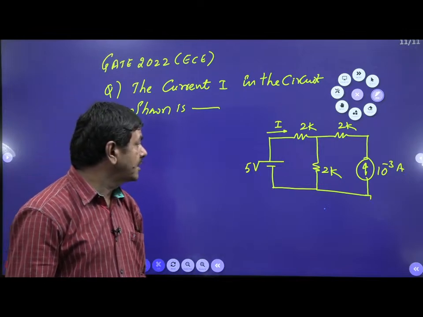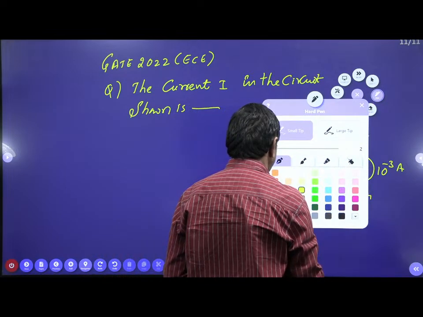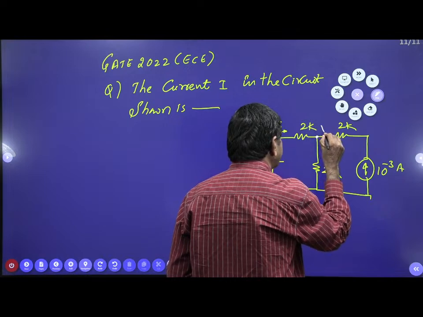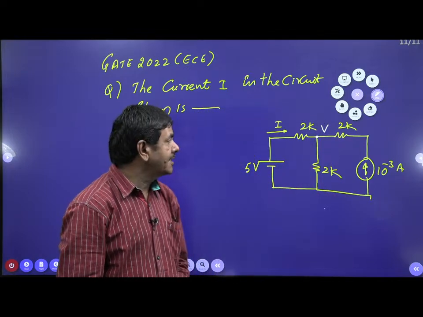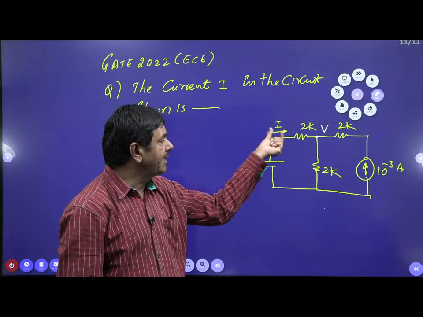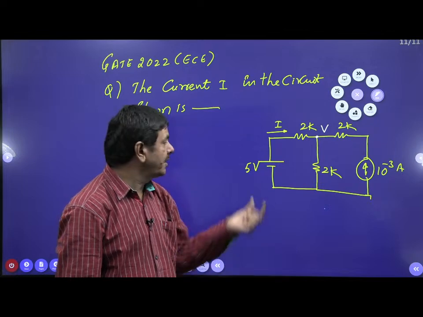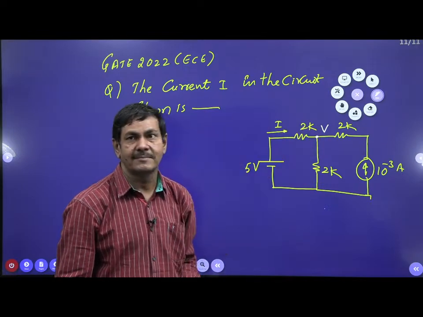How can we do this question? This node voltage I can select as V. Once I know the voltage V, I can measure I. I is nothing but current across 2K. How to get current across 2K? 5 minus V by 2K. I will get I directly.